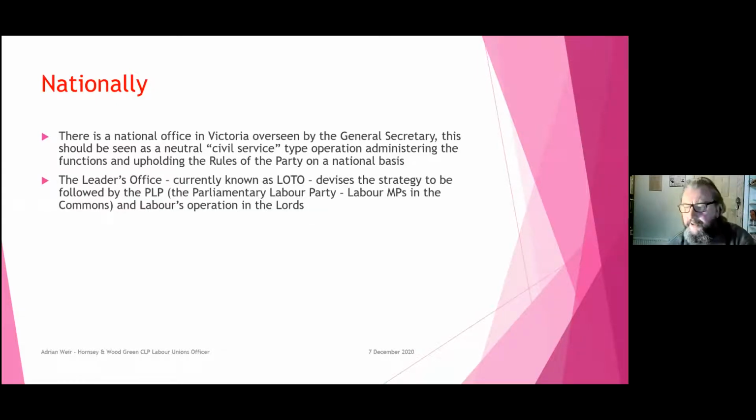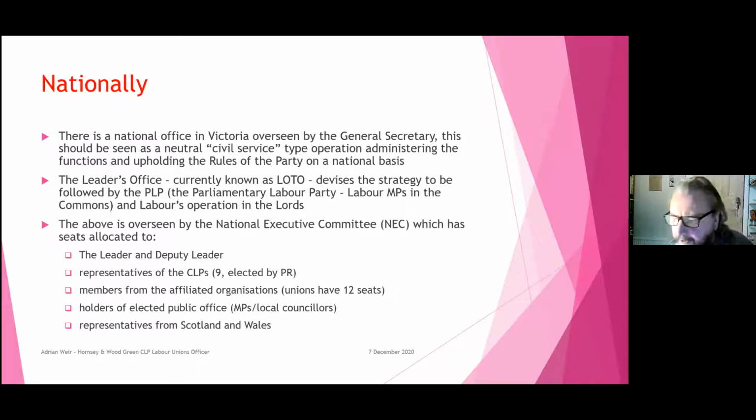Also at national level, there's the Leader's Office, currently known as LOTO, a phrase you may hear in your branch meetings. LOTO standing for Leader of the Opposition. So, of course, when we're in government, it's the Tories who presumably have a LOTO. I don't know what they call it. But because we're in opposition, we have the LOTO, that's the Leader's Office. And the Leader's Office devises the strategy to be followed by the PLP, the Parliamentary Labour Party, the MPs in the Commons, and Labour's operation in the Lords.